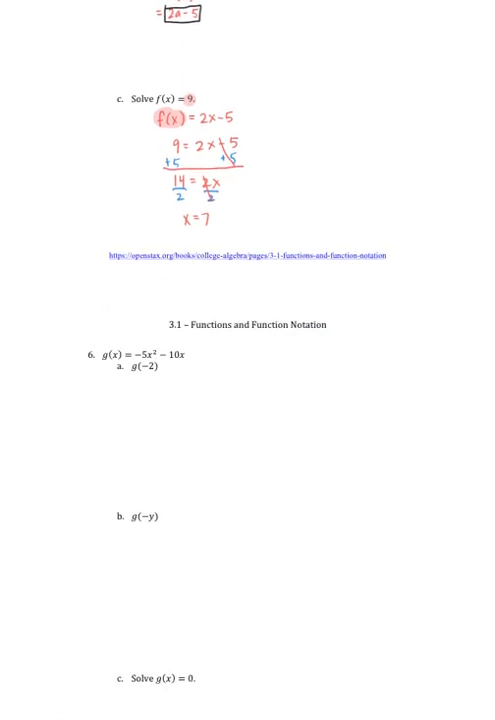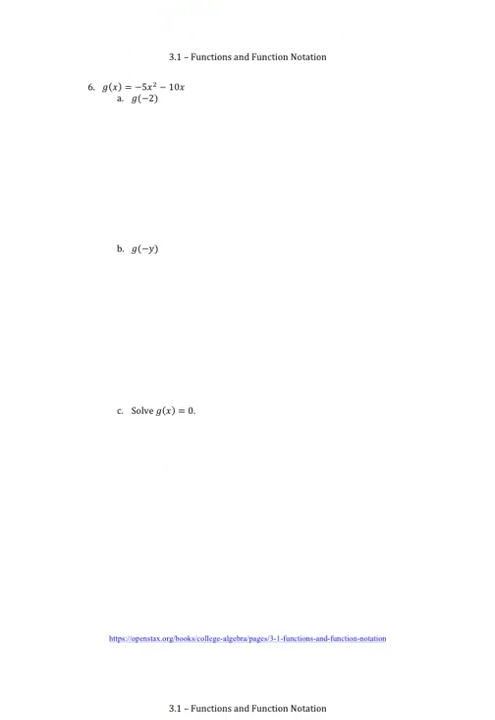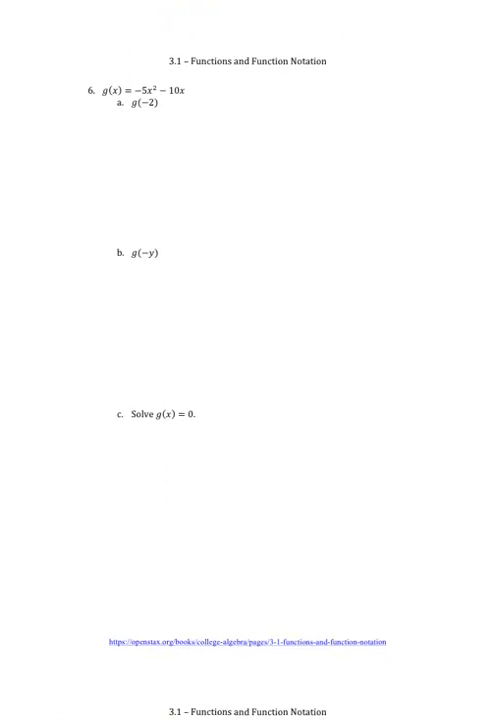All right, let's look at the next one, number 6. We have the same directions, so we want to just evaluate or solve for the information given. For part A, we're finding g of negative 2. I'm going to plug in negative 2 everywhere I see an x. And remember, you're putting parentheses around it. This becomes more important when you're plugging in numbers, particularly negative numbers, so be really careful here.